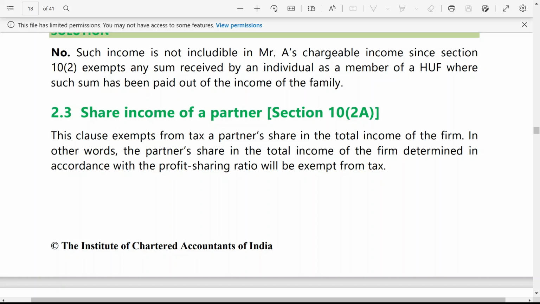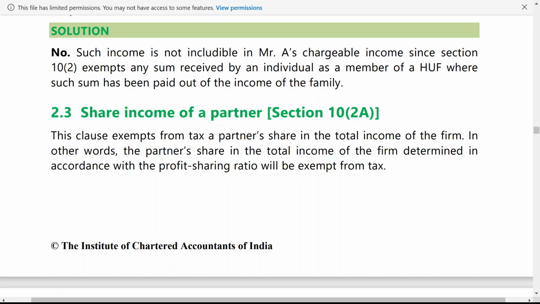So whatever the partner is getting from the partnership firm, the firm is liable to pay tax on it, but the partner is not liable to pay tax on it. So the Income Tax Department has made it very clear who will pay tax on the profit earned by a partnership firm. The partnership firm will pay the tax, not the partner, because the partnership firm is also one type of person, and it is eligible to pay tax on the income earned by that firm.